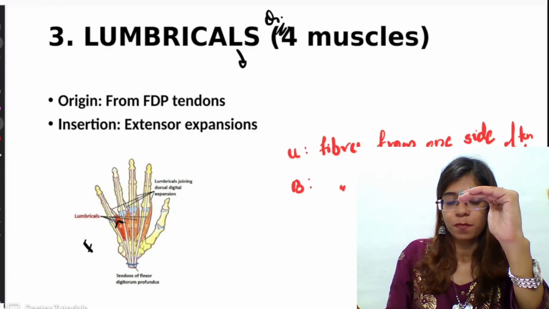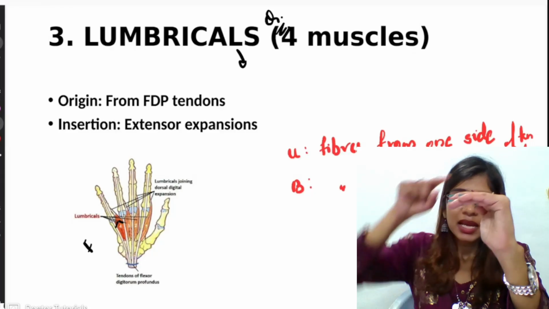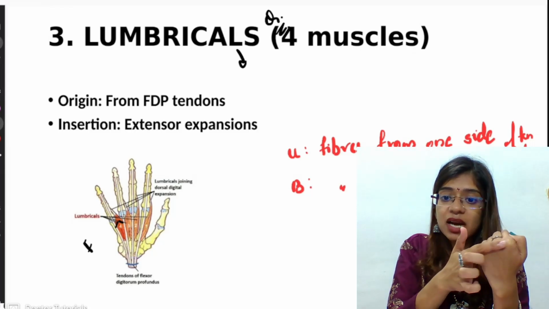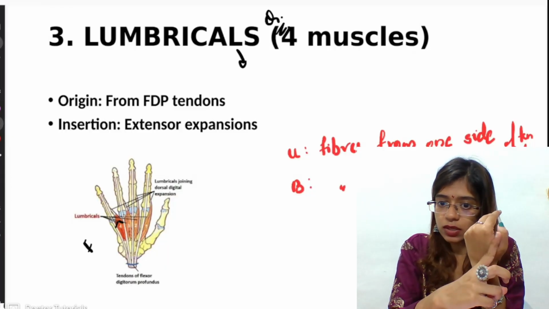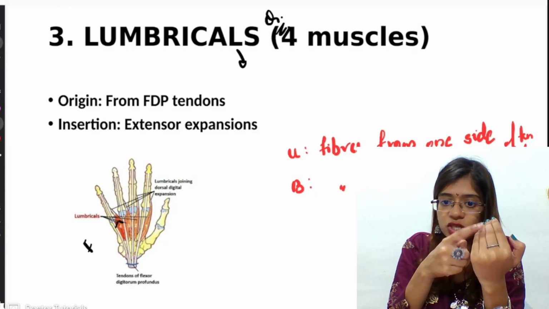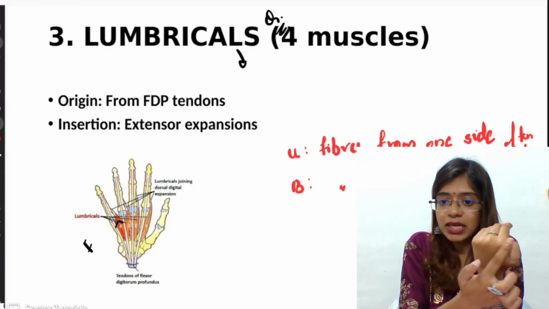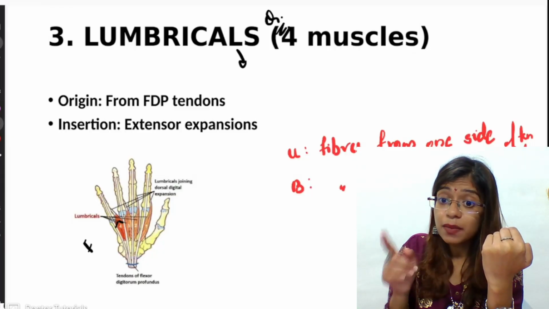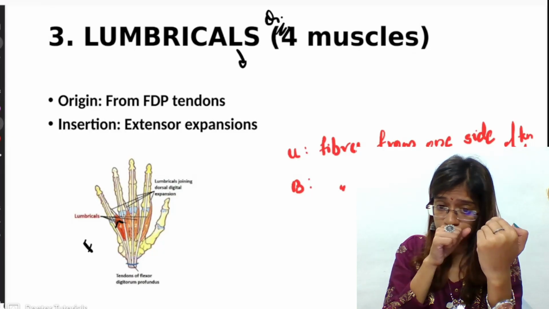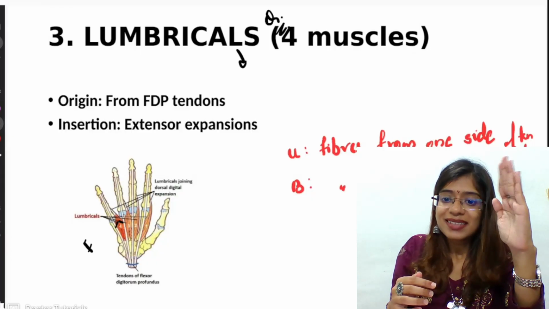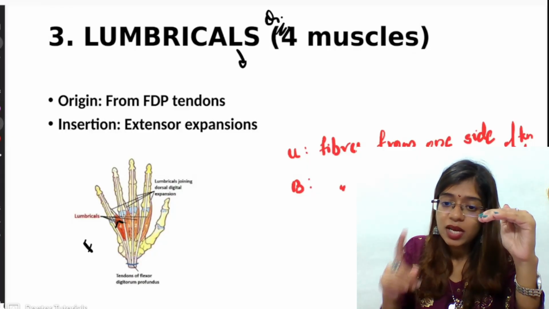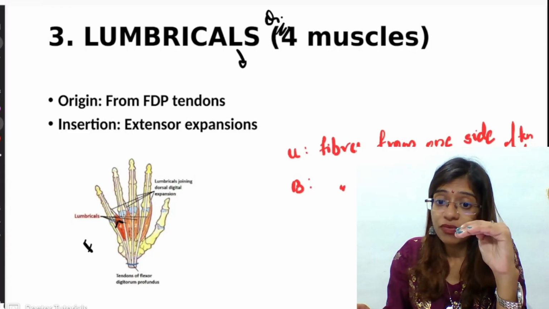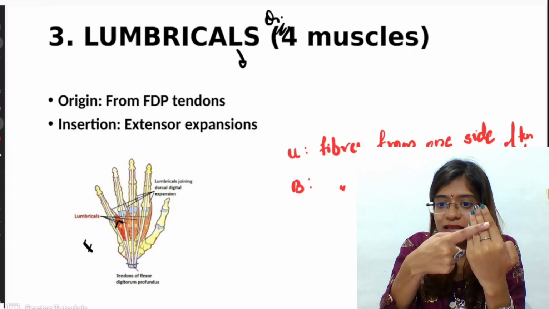Lumbricals help in the flexion of the metacarpophalangeal joint. See, here we have metacarpals, and these small bones are phalanges. The joint between the metacarpals and the phalanges is the metacarpophalangeal joint. So the first function of lumbricals is flexion of the metacarpophalangeal joint.